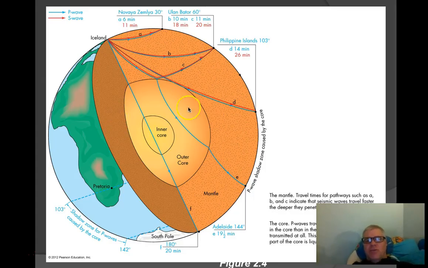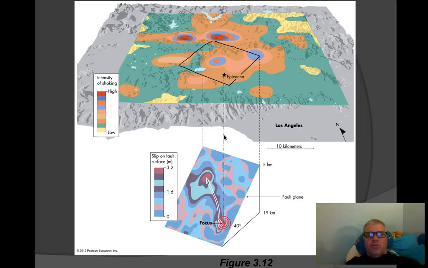And as mentioned, this is how we know the Earth's structure, based on how P waves and S waves move through it. This is a diagram showing the areas of most intense shaking from the Northridge, California quake that happened a few decades ago.